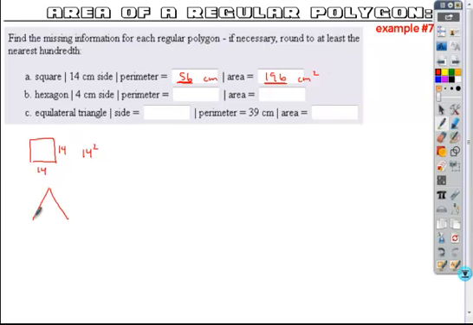When you're dealing with an equilateral triangle, if what you know is the total perimeter is 39, that means that each of the side lengths is 39 divided by the number of sides, so that's going to be 13. Once again, just the number, but I'll label it centimeters.